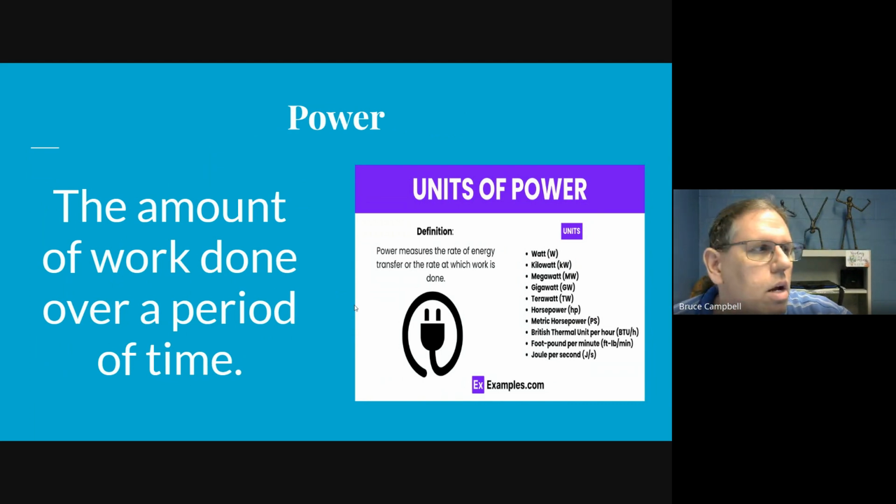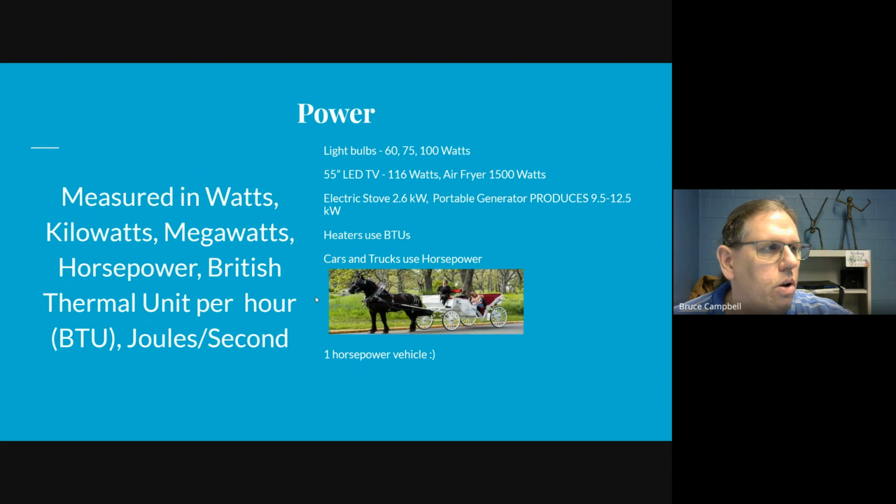Power. The amount of work done over a period of time. It's basically the rate of energy transfer or the rate at which work is done. So you have watts, kilowatts, megawatts, gigawatts, terawatts, horsepower, BTUs, British thermal units, joules per second, foot pounds, right?